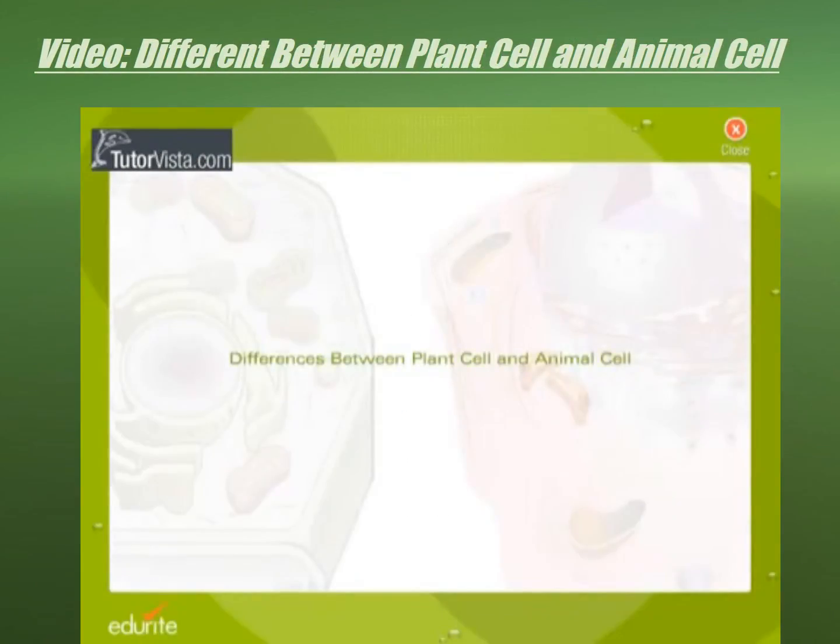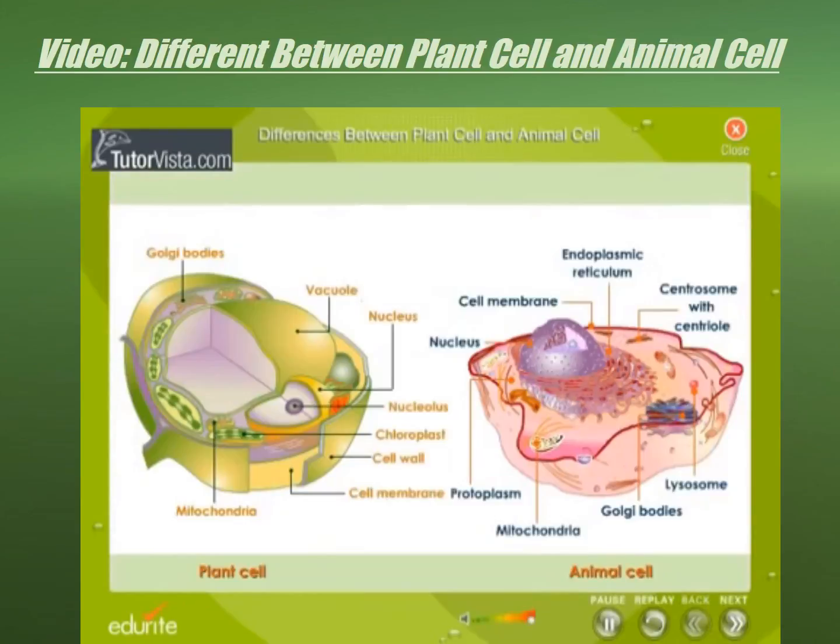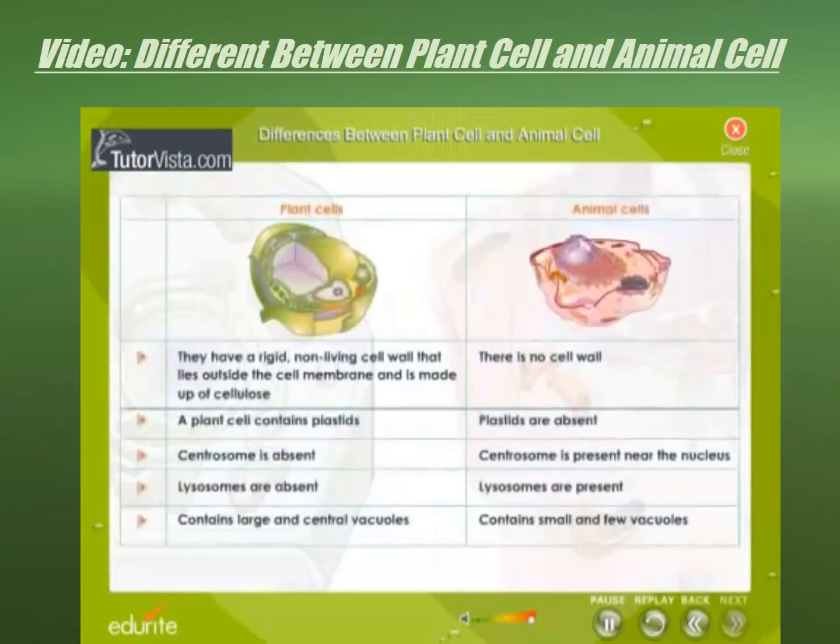Differences between plant cell and animal cell. Let's compare a plant cell and an animal cell. Carefully observe the two diagrams. Important differences between plant cells and animal cells are listed here.